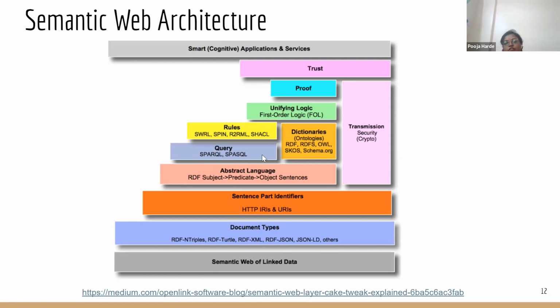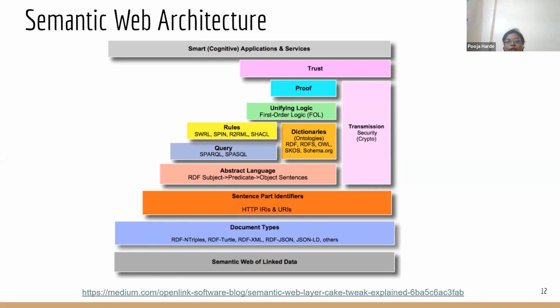And dictionaries are nothing but the ontologies, or we can call it a vocabulary. The vocabulary tells what the definition of the data is, what this data is all about. It is nothing but the metadata of the data. And then the abstract language is the RDF format. RDF is the data represented in the form of triples: subject, predicate, and object. Whatever data we have, the language of that data will be in the RDF format. Then the identifiers, which are very common, like HTTP IRIs and URIs.